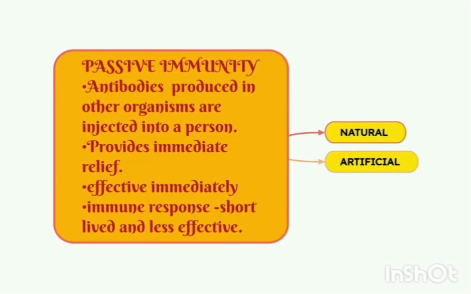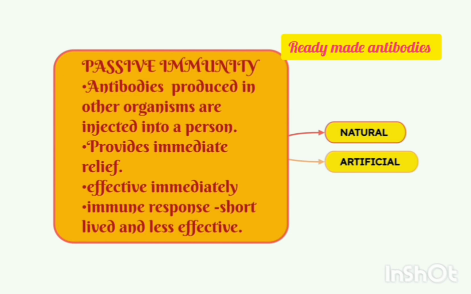If we talk about passive immunity, in this immunity, ready-made antibodies are provided. These antibodies are produced in other organisms, say horse serum, and injected into a person for immediate relief. It is short-lived and less effective as compared to active immunity. Passive immunity may be natural or artificial.